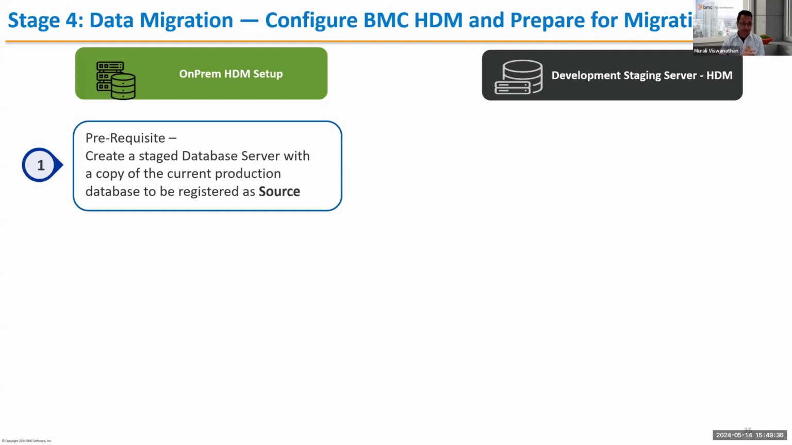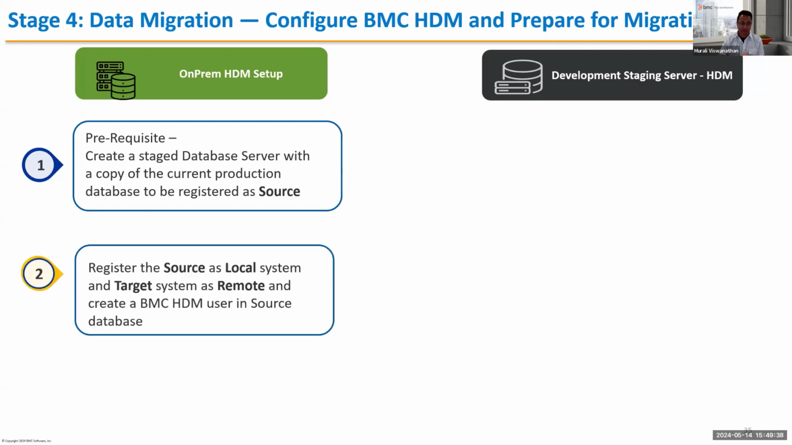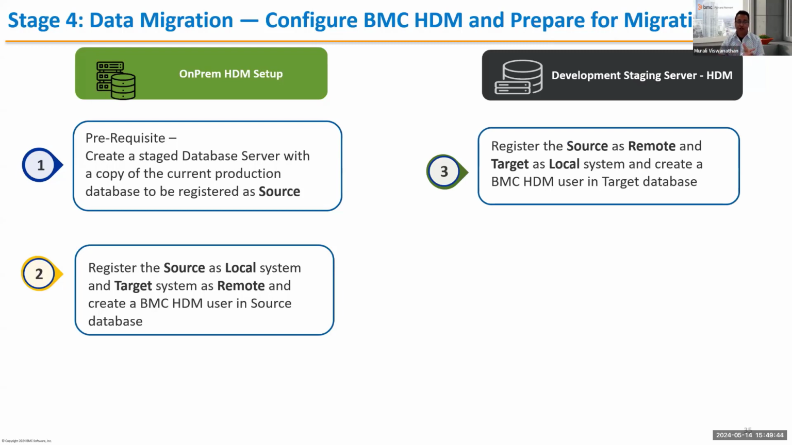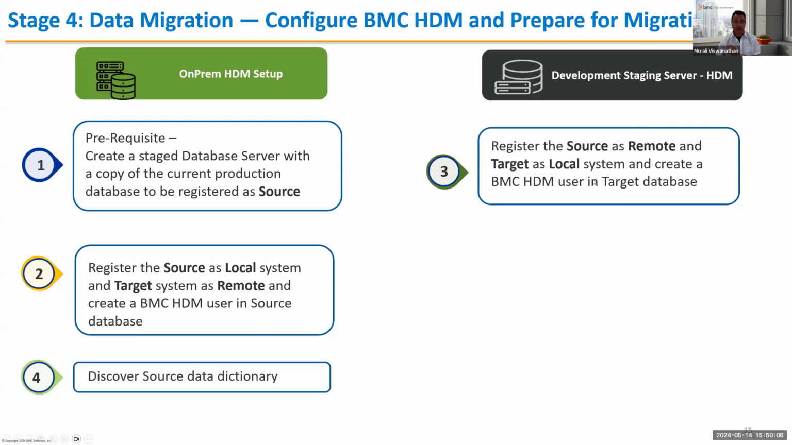So again, prerequisite, create a database, as I said, a copy of production. Then the next step will be to register your source and target, right? And then we want you to register your target as remote, because it will be remote, because you're doing an on-prem SaaS migration, right? And then on the right-hand side, on the staging server, you'll be registering the target as remote. So that's the key. You'll be doing the source as remote and target as local, right? So that's the only thing.